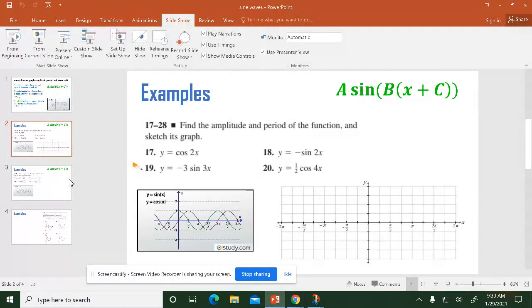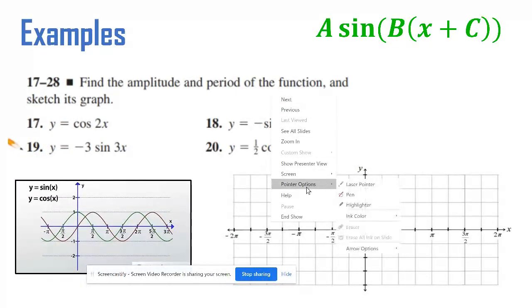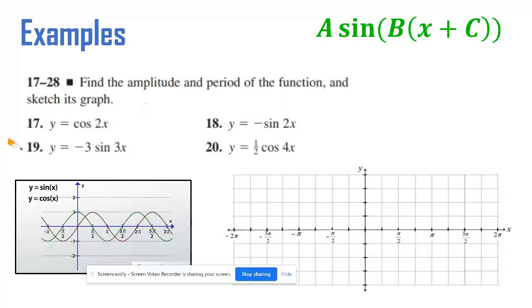All right, so I want to do some examples. So I'm going to go to the PowerPoint here. And so here it says find the amplitude and the period of the function and sketch the graph. So let's give this a go. So I'm going to do 18 and 20. And actually, really quick let's do 18 one more time before I get into this example. I want to look at one other thing because you'll notice we do have a negative on 18 in front of the sine. So let's look at that really quick. Let's look at what that negative does.